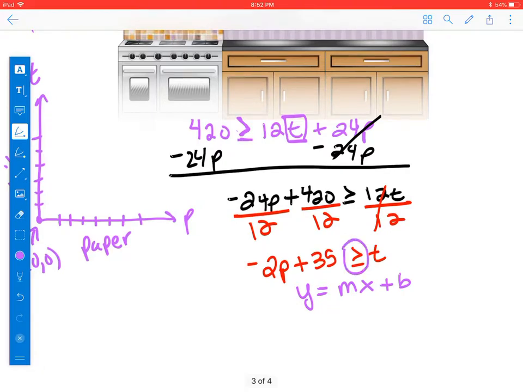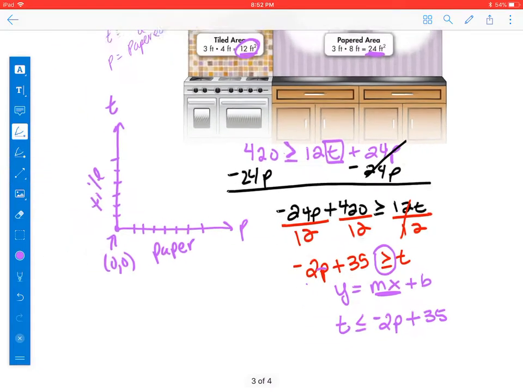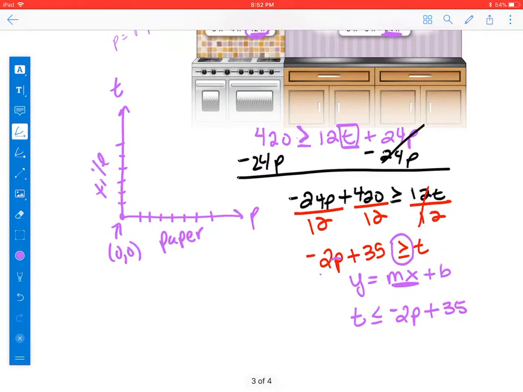Now, I can make this equation look a little bit more familiar. If my t gets moved over here with my y, I need to switch the symbol, because then I'm switching everything. So now my t value has to be less than or equal to. Now I'm going to put my p variable in with my x, because that negative 2 is my slope. So that becomes negative 2p plus 35.